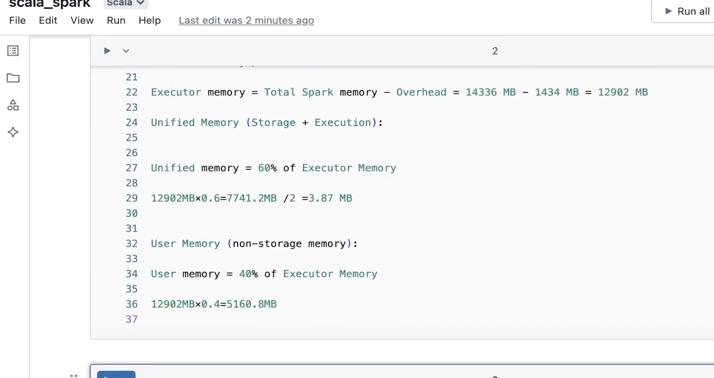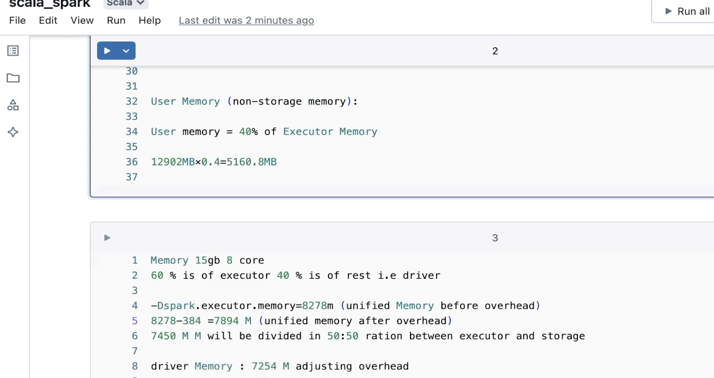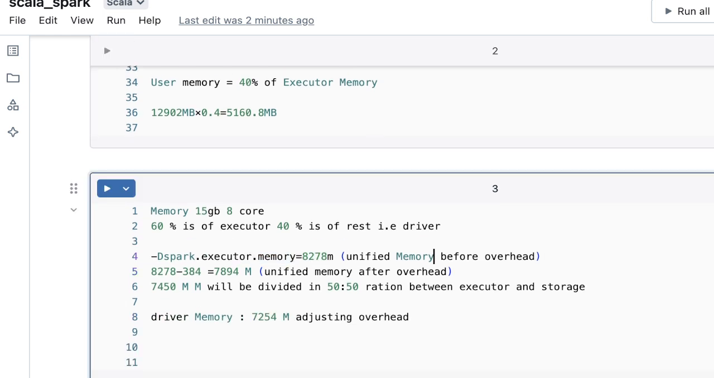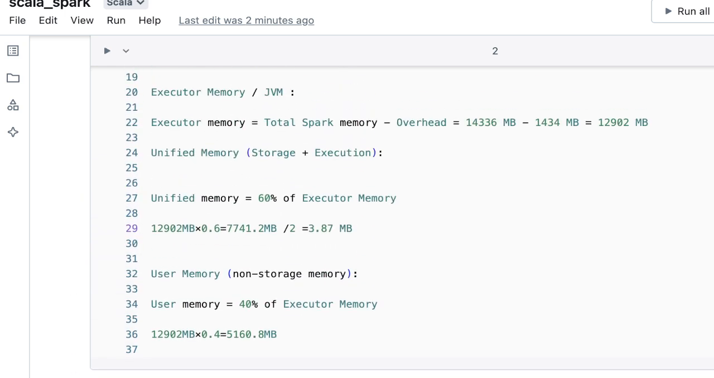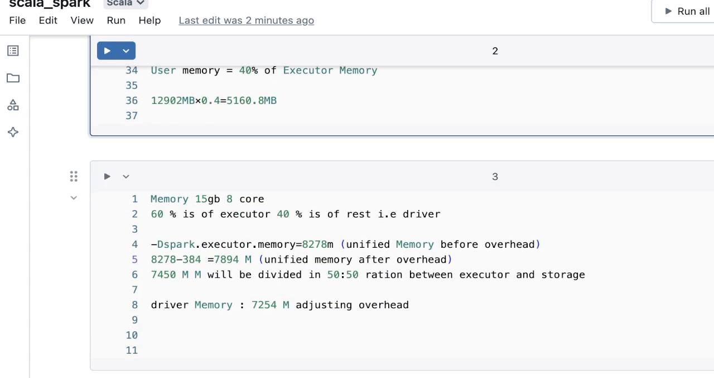And earlier when we discussed the unified memory, this is the same. Executor memory is nothing but the unified memory, okay, before overhead. But after removing the overhead, you will be getting 7894. And in the earlier video when we calculated the unified memory, it was close to 7741. So as you can see, we have allocated the correct memory.